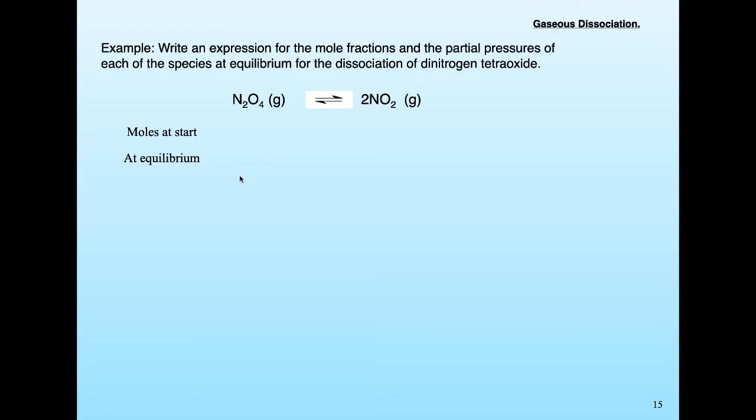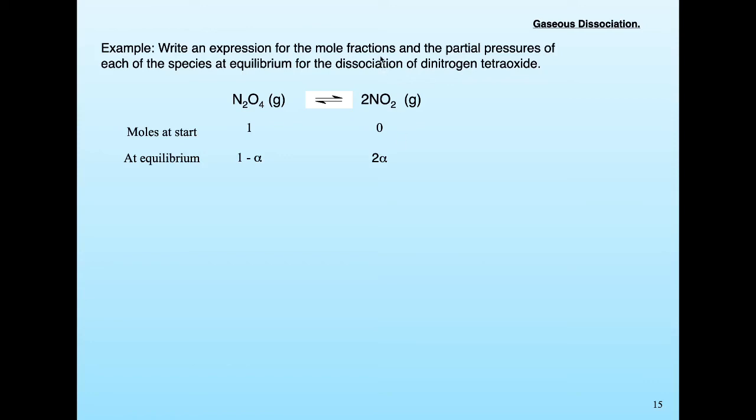The moles at the start we're going to take to be 1 and 0. Then alpha of the dinitrogen tetroxide dissociates. So we're left with 1 minus alpha. If alpha is dissociated and it's a 1 to 2 mole ratio, then that produces 2 alpha. So this is the number of moles at equilibrium of these 2 species.